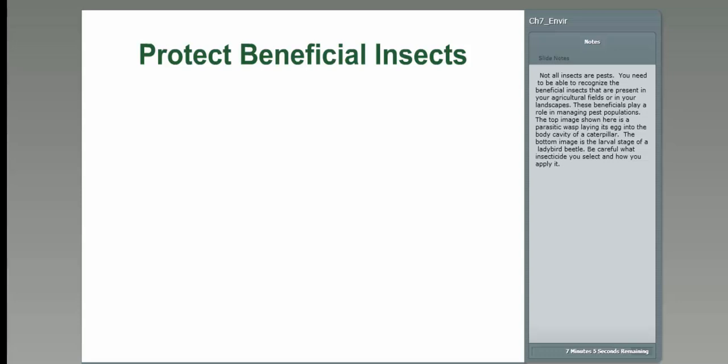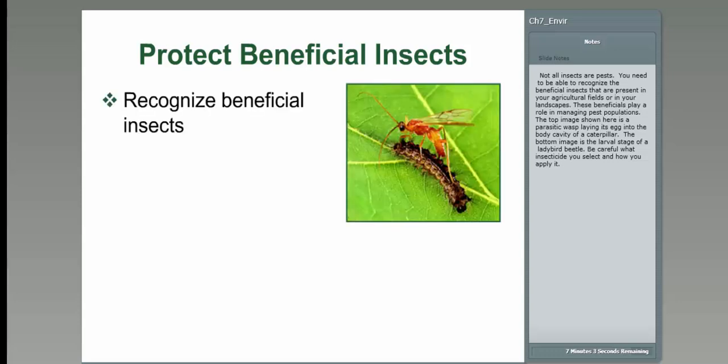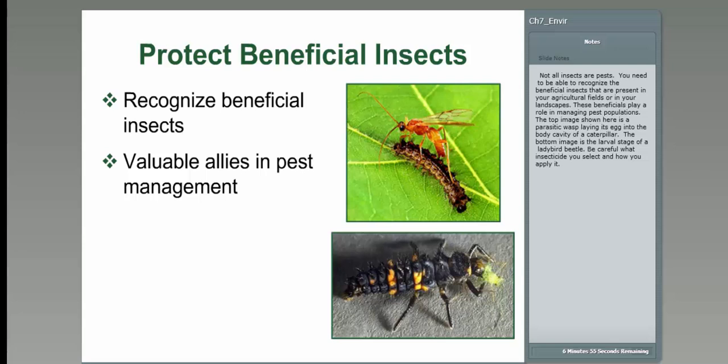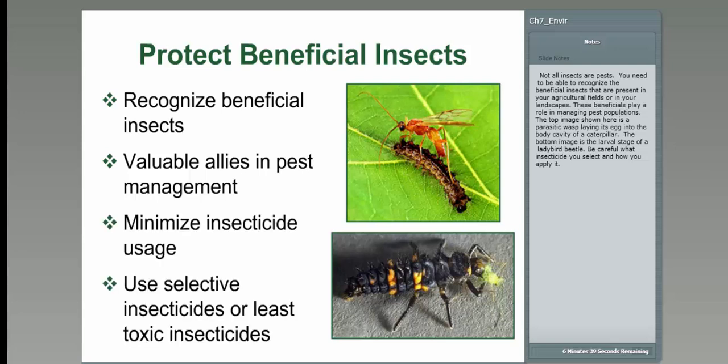Not all insects are pests. You need to be able to recognize the beneficial insects that are present in your agricultural fields or in your landscapes. These beneficials play a role in managing pest populations. The top image shown here is a parasitic wasp laying its egg into the body cavity of a caterpillar. The bottom image is the larval stage of a ladybird beetle. Be careful what insecticide you select and how you apply it.